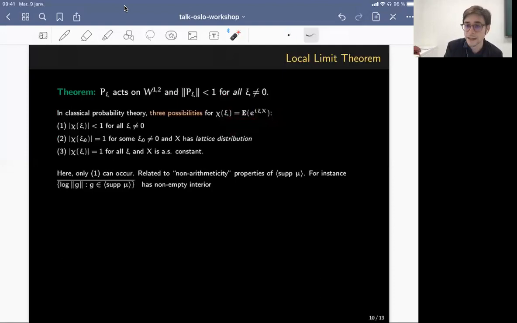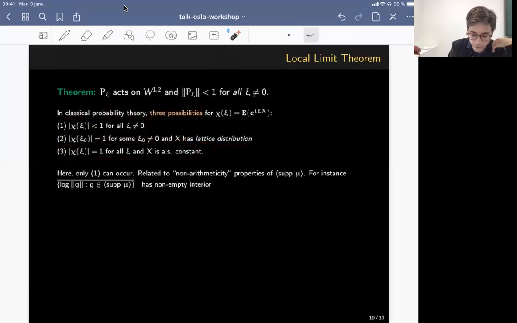In the case of classical real random variables, we have only three possibilities for this kind of Fourier transform. Either its absolute value is always smaller than one as soon as ξ is different from zero, which is the analog of this property here. Or we have equality at some ξ zero, and in this case, we can show that actually X is quite special. It has values in some arithmetic progression over R. So this is called a lattice distribution, so it takes integer values or something like that. Or the third case, which is boring, that the characteristic function has constant norm, which means that X is constant itself.